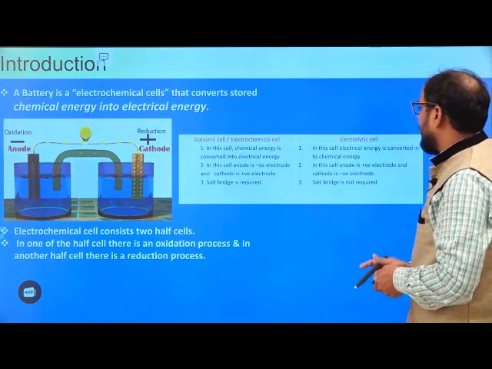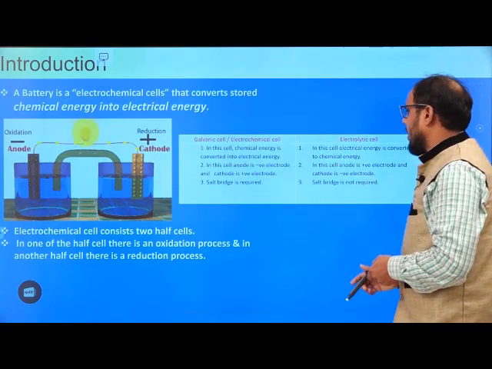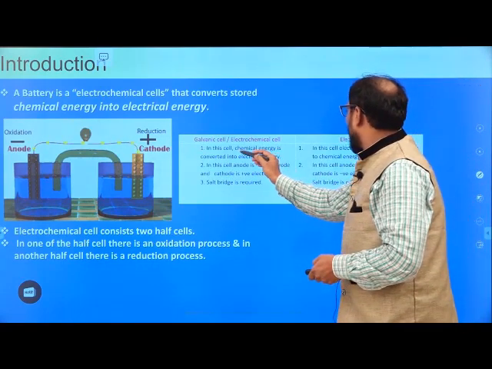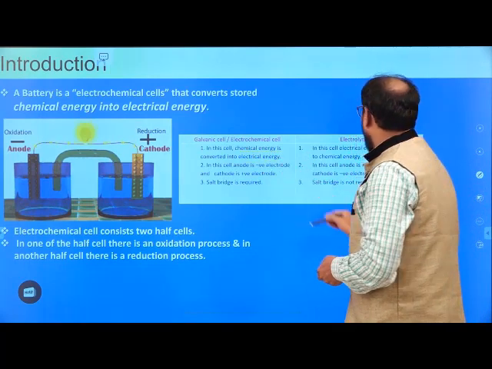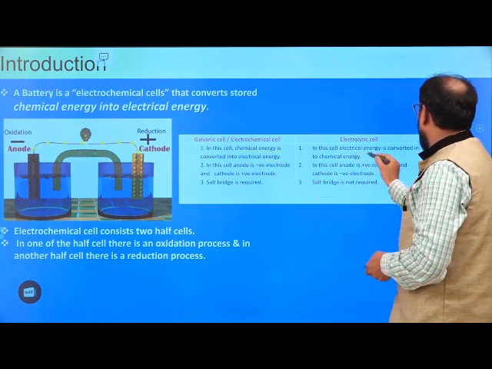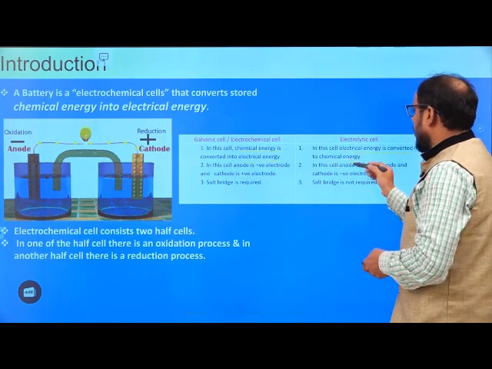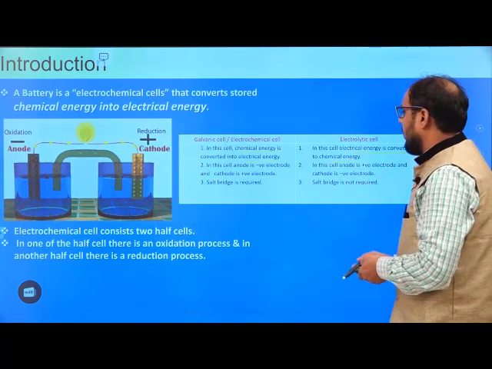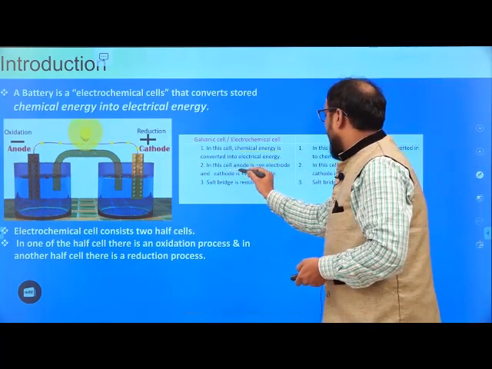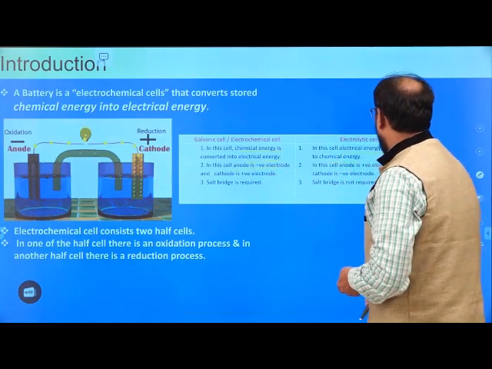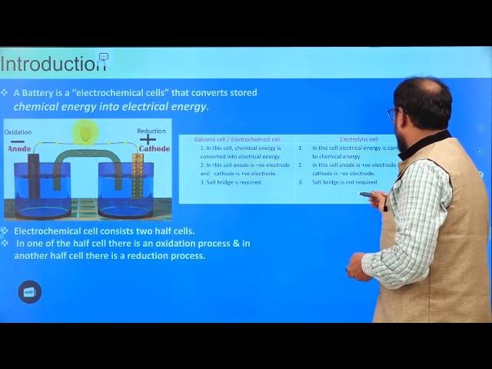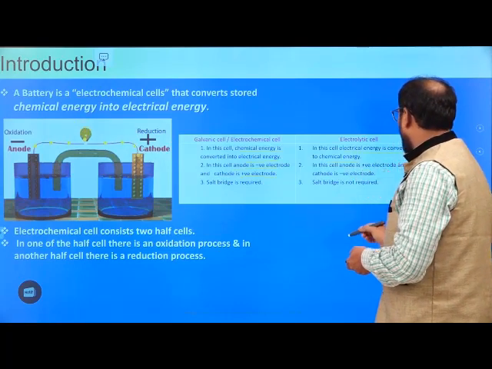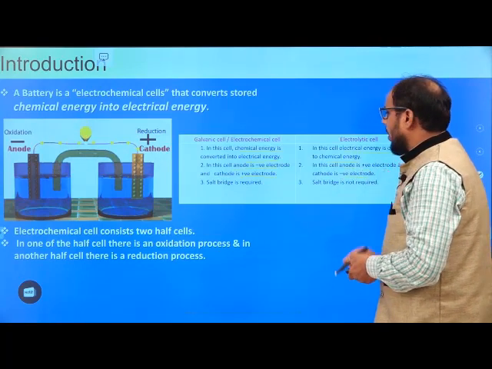Let us try to differentiate between a galvanic cell and an electrolytic cell. In a galvanic cell, chemical energy is converted into electrical energy, and in an electrolytic cell, electrical energy is converted into chemical energy. So it is a reverse process. In a galvanic cell, the anode is a negative electrode and the cathode is a positive electrode. For an electrolytic cell, the anode is a positive electrode and the cathode is a negative electrode.